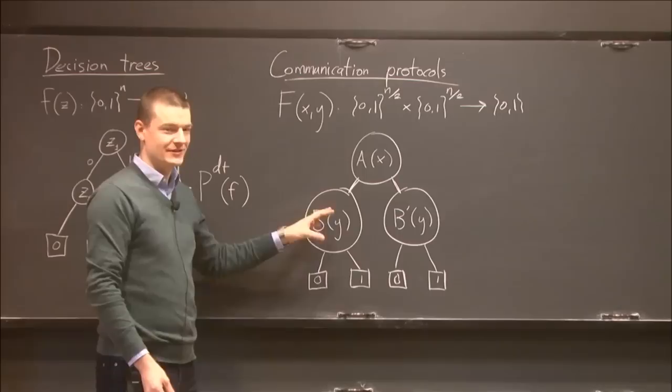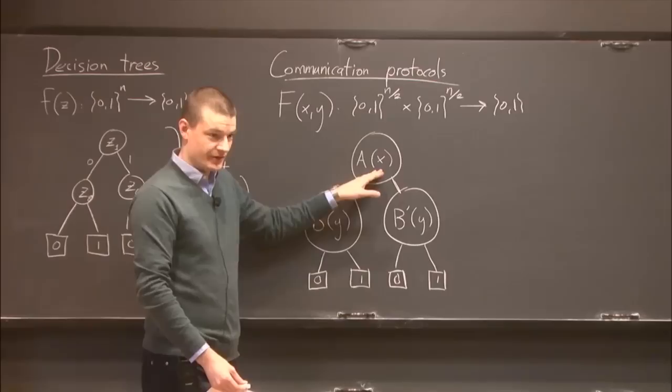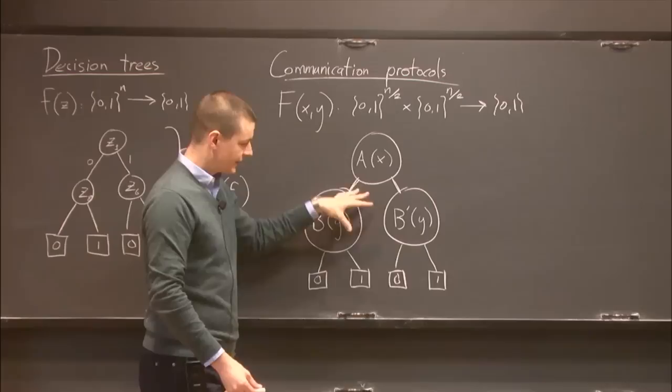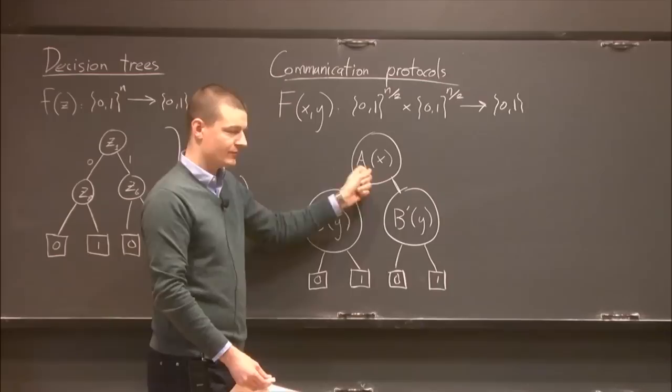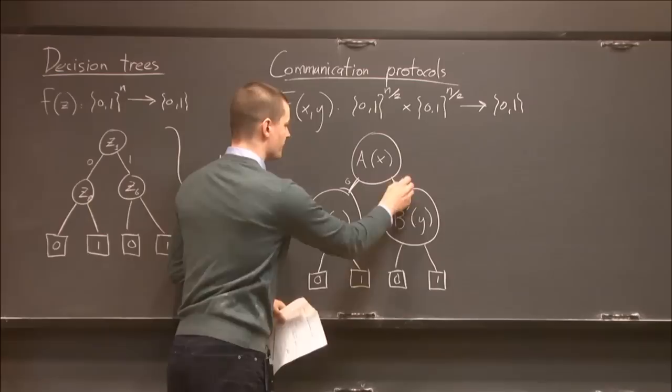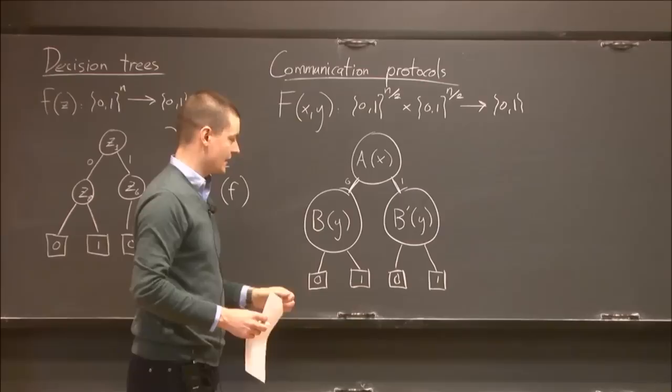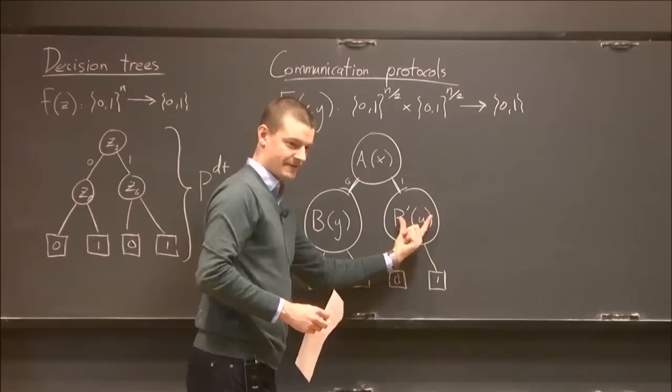But just to highlight the connections to decision trees, I can draw a protocol in a tree-like fashion. I now associate with the internal nodes arbitrary predicates of either the Alice part of the input or the Bob part of the input. In this picture, Alice would speak first. Alice's one bit message is just a function of her input. And maybe in the next round, Bob speaks. So now Bob looks at his input and sends a message based on that. But of course, the message could depend on what Alice sent, so these predicates might be different.